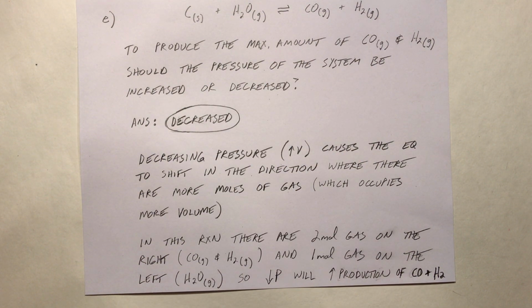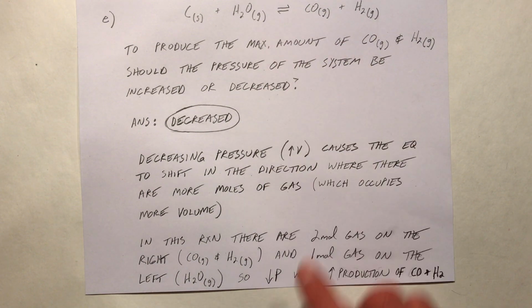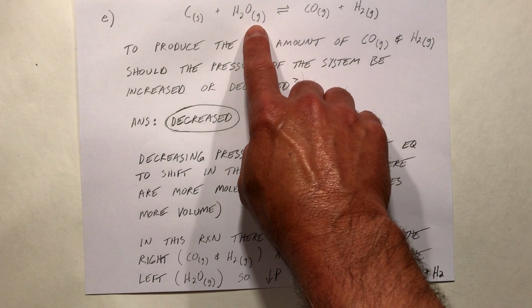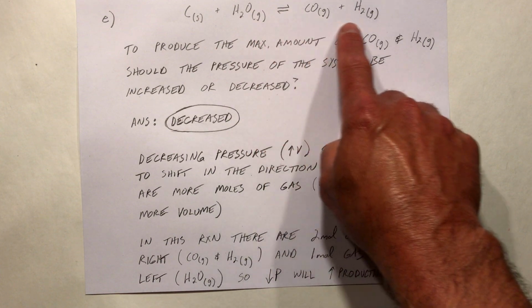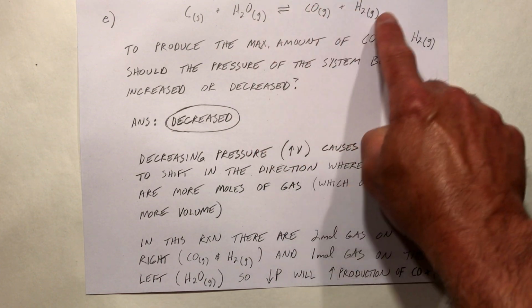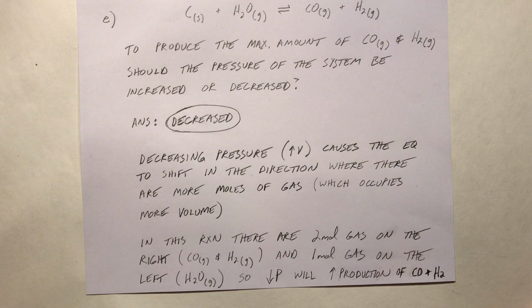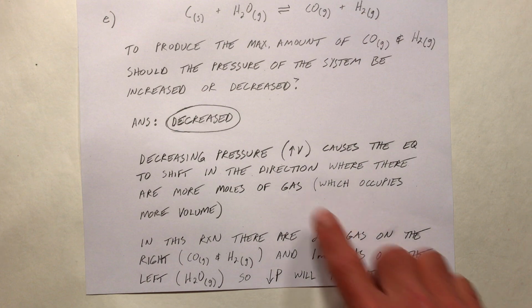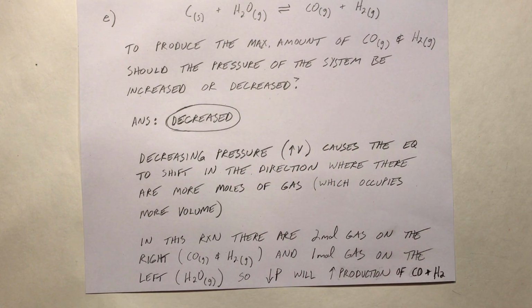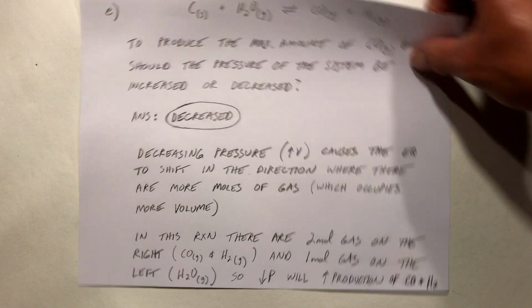So when we decrease pressure, increasing volume, the equilibrium is going to shift to where it accommodates more gaseous particles occupying that larger volume. Again, decreasing pressure is caused by an increase in volume. So decreasing pressure will increase the production of CO and H2. That's it for Le Chatelier's principle.